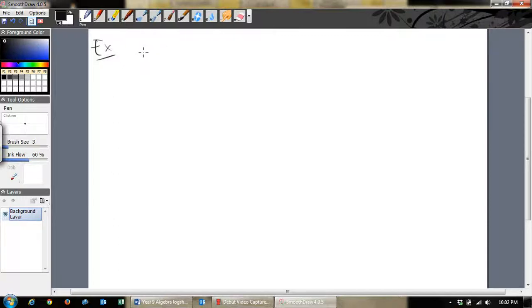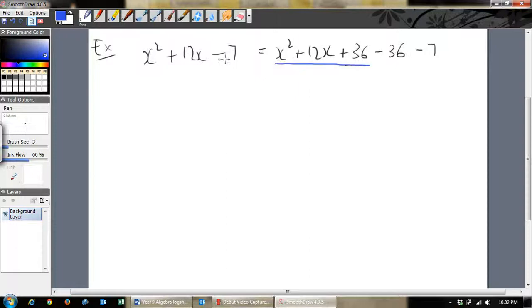X squared plus 12x minus 7. Let's do this one. I'm going to do this one a bit faster this time. So we write that as x squared plus 12x. We need to create a perfect square. 12 divided by 2 is 6. 6 squared is 36. We need to add that on, but we can't just add 36. We need to also subtract 36 to not change the value, and then we've still got this minus 7 sitting there. This here is our perfect square.